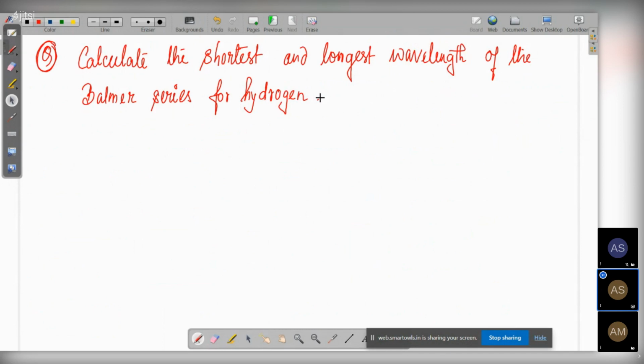Can you tell me what the value of N1 and N2 is going to be in this case? N1 is 2, because it is Balmer series. But what will N2 be? Infinity. Sir, 3. N2 is 3, okay. For which one? Shortest or longest?